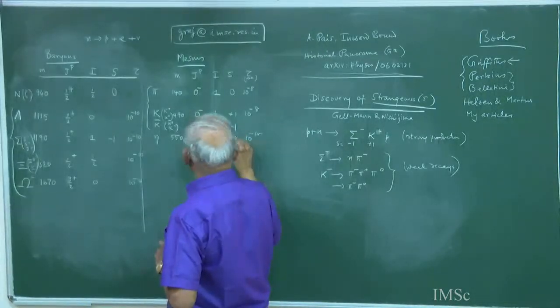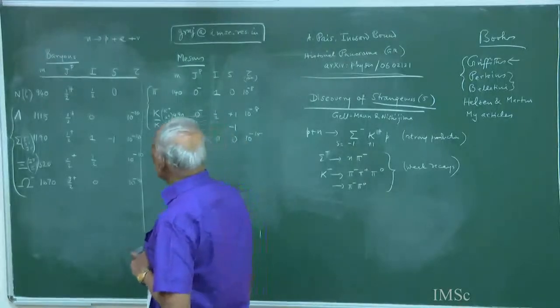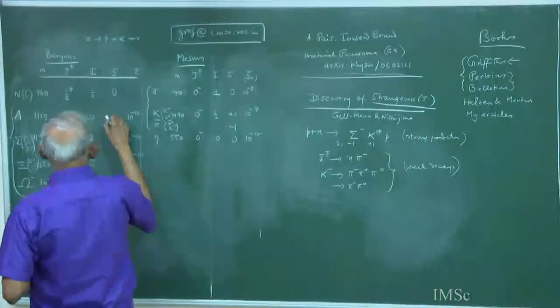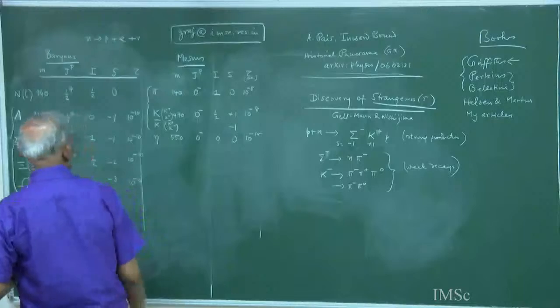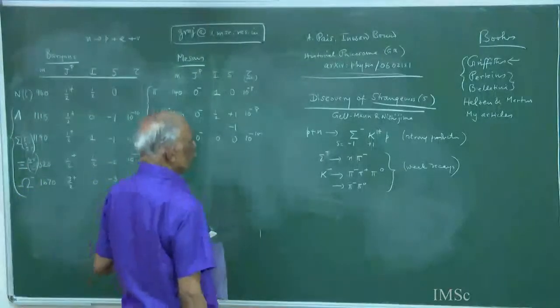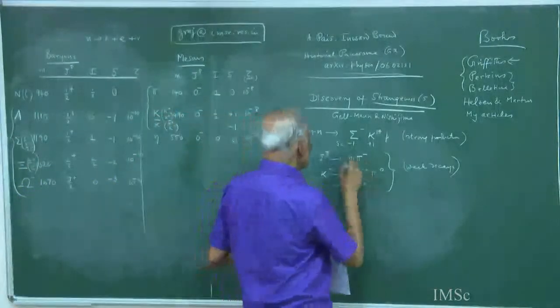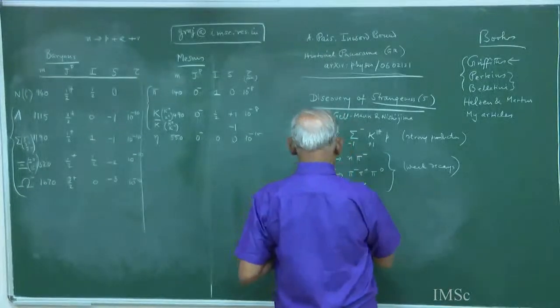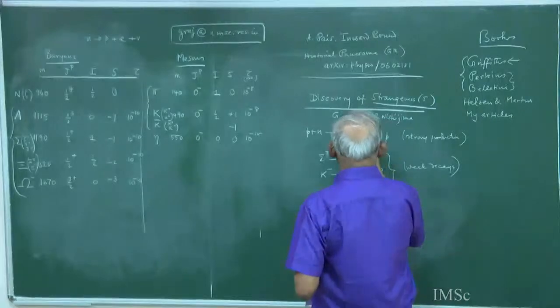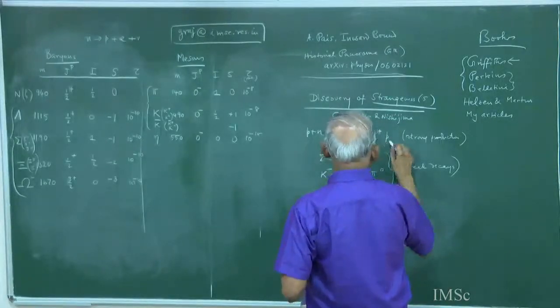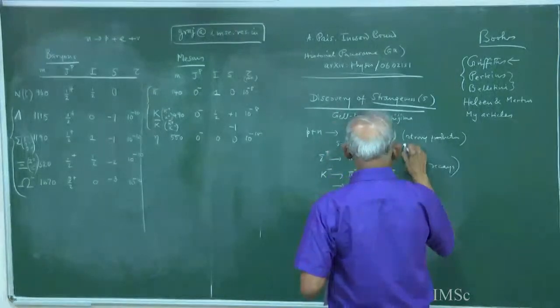Eta has strangeness 0. That I have completed. Now, let me complete this now. Lambda has to have strangeness minus 1, and cascade has to have strangeness minus 2. And omega minus has strangeness minus 3. So, how do we get it? If these are non-strange and this is strange, minus 1, this is also minus 1, these are non-strange. So, they have to decay by weak interaction. Here, they have to be balanced. So, this is called associated production.